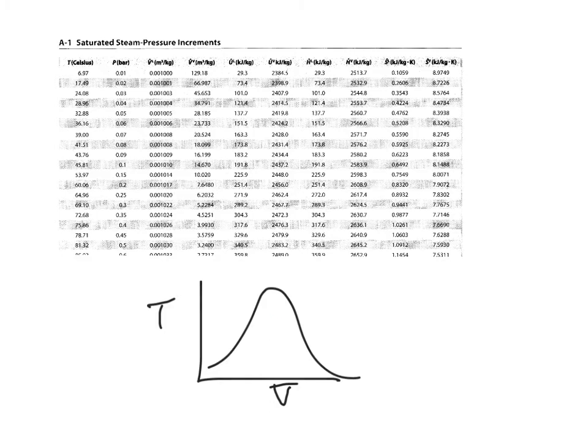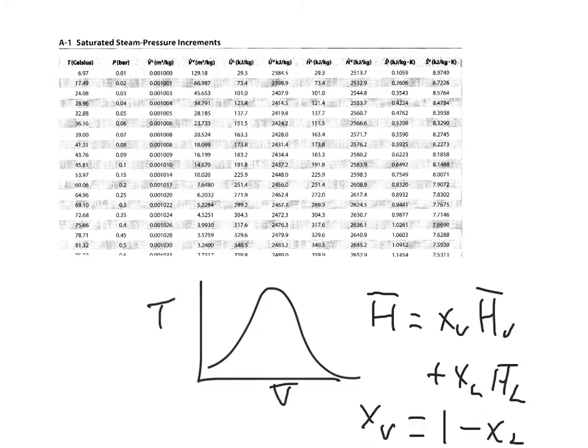Reminder, this is our equation for calculating the enthalpy of a mixture. It's the fraction of vapor times the enthalpy of vapor plus the fraction of liquid times the enthalpy of liquid. We have a similar equation for the internal energy and also for the specific volume. And remember that the relationship between XV and XL is just according to this equation here.